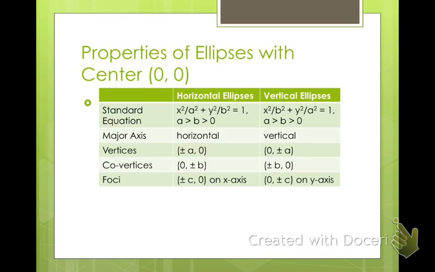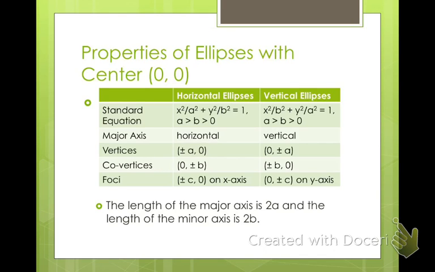And just as a thought, if your major axis is all the way across, a is from center to one point, two of those is going to be across the whole major axis. Same goes for the minor axis. If from center to co-vertex is b, then your entire minor axis is going to be 2b.